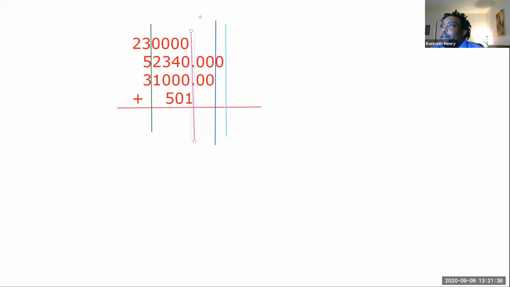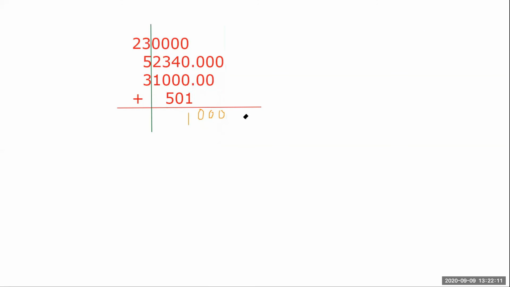Okay, so let's go ahead and add it up. So where am I going to draw the line to decide whether I'm going to round up or round down? The line farthest to the left. Okay. So this line here, the green line. Yes. Okay.